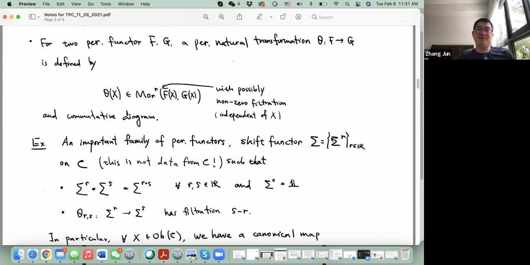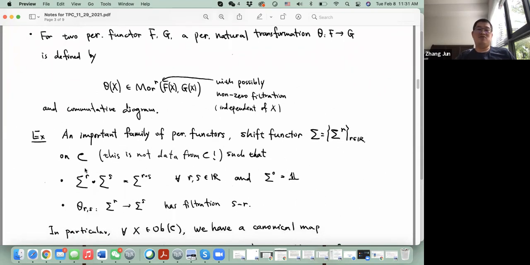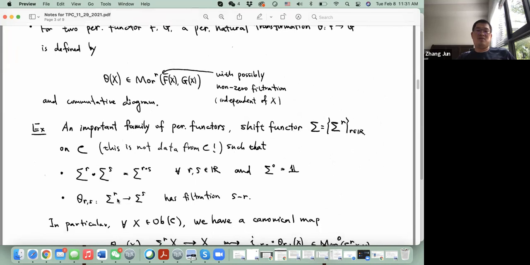Now, here is a family of persistent functors. It satisfies the following two properties. The first property is additivity. You have a shift functor sigma S with filtration S, composed with the shift functor with filtration R. Then it will be the same as sigma with R plus S. And there's another theory where you replace R plus S by the max of R and S. And when R is 0, you have just the identity map. And how do we talk about the relation of sigma R and sigma S? We have a persistent natural transformation called theta RS from sigma R to sigma S. But again, recall that a persistent natural transformation must have a filtration. Here we define the filtration as S minus R.